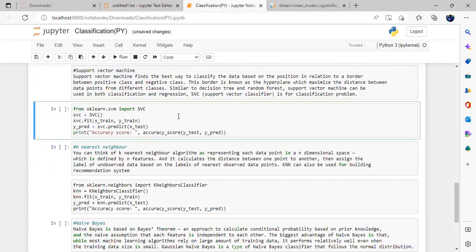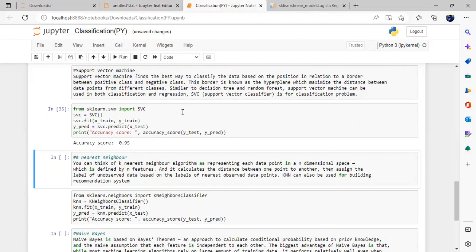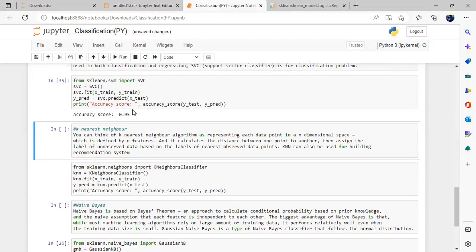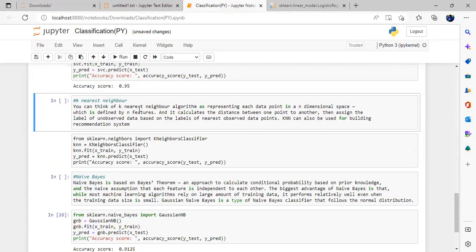Is my screen visible? Yes, ma'am. Okay, so you can see that SVM is giving you more accuracy than the previous ones. One was 0.91, one was 0.93, another was 0.9, and this is 0.95, right? So SVM is giving you more accuracy. So the next one is K nearest neighbor.